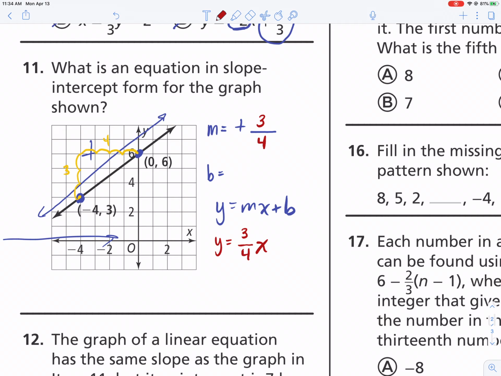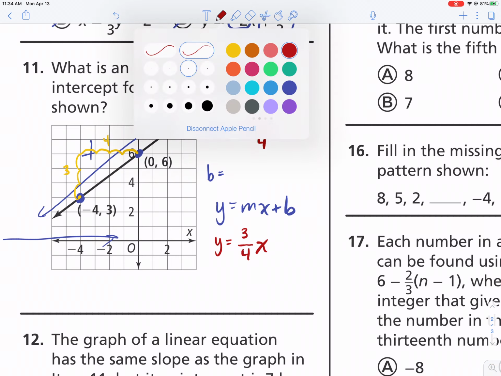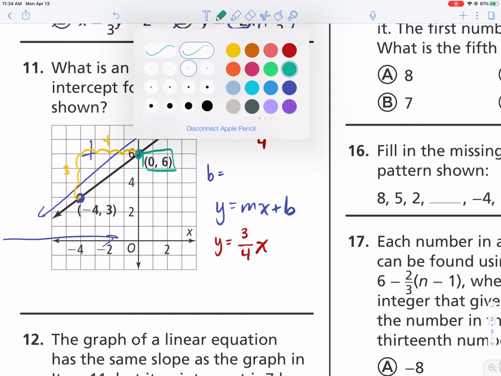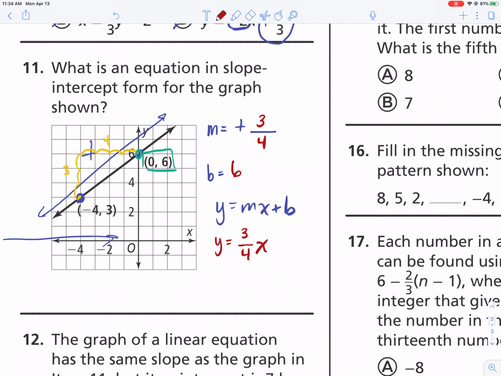And then we look for b, and we say, where does it cross our y-axis? And it has right here a nice coordinate, 0, 6. And so we're going to say that it crosses at 6 in this case. And so because it's positive, we're going to say plus 6. And that gives us our equation in slope-intercept form.